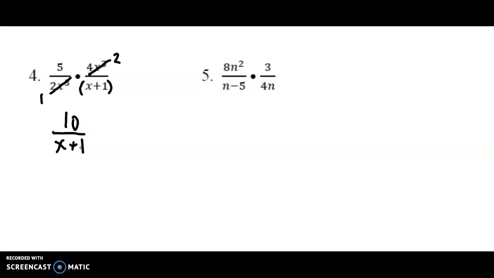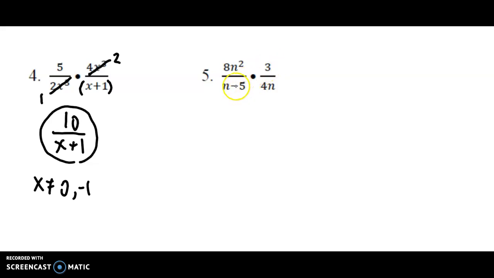And that's the answer. Excluded values. X cannot equal, for the first one, again, it's a monomial, so that'd be 0. For the second one, what number would make this 0? Well, that would be -1, and that's our other excluded value. The correct answer to this one is 10 over x plus 1.